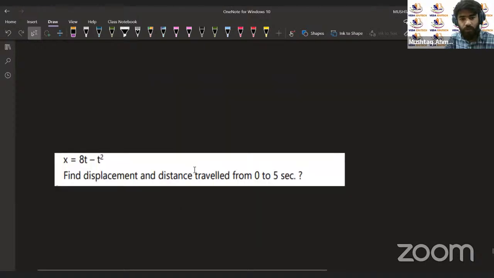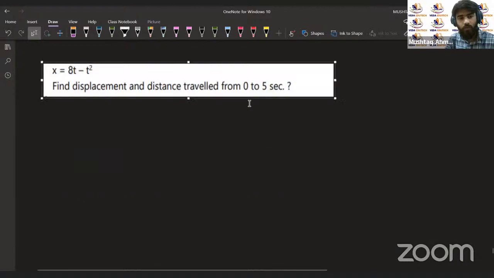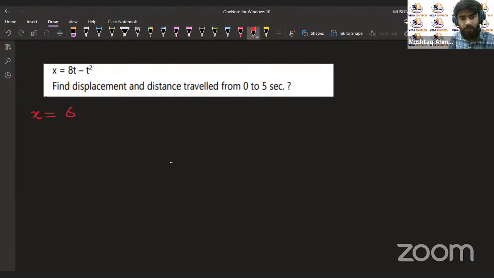And we have one more question. It's a very important question, right? It's a very beautiful question. The question is that the position as a function of time is given, for a particle, as 8t minus t square, right? 8t minus t square. It's a position versus time function, right? Position time function, right? So position is given as a function of time, right?